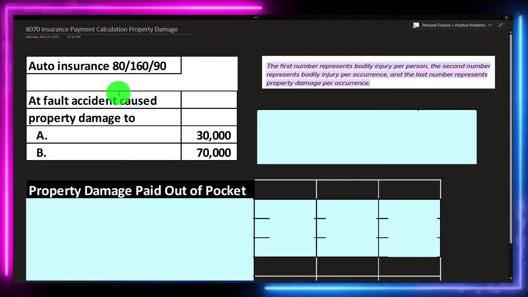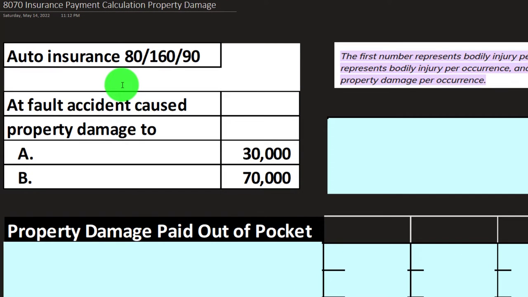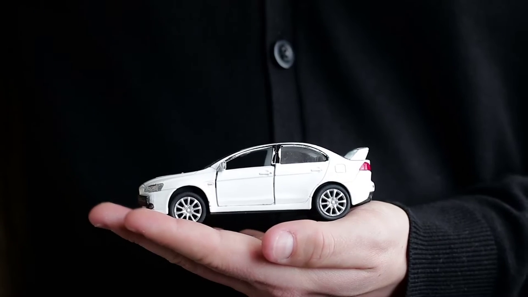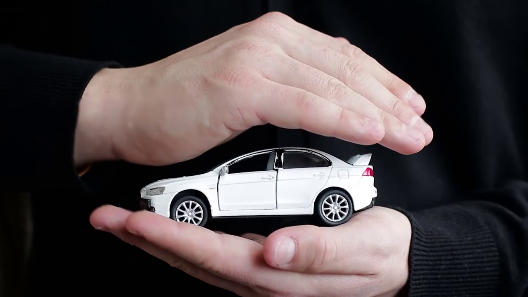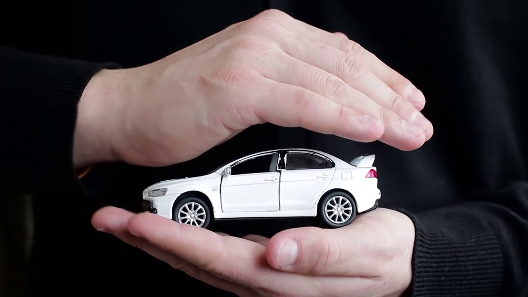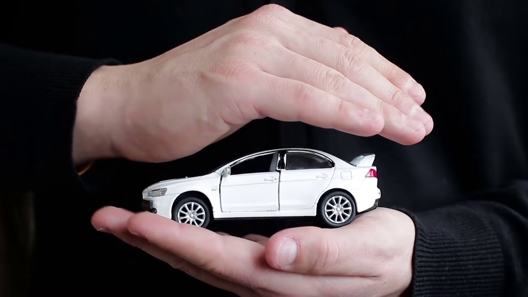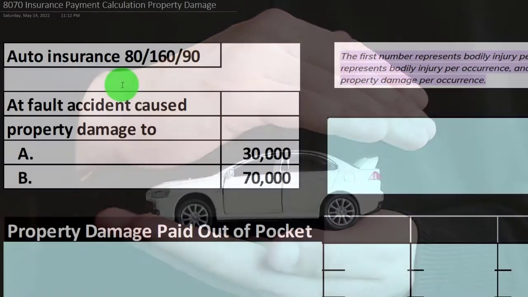Information on the left-hand side says that we have the auto or car insurance. We have the 80/160/90. What does that mean? Remember that when we're talking about car insurance, from an insurance perspective, we're talking about different kinds of insurance that are under the umbrella of or related to the car, the automobile.